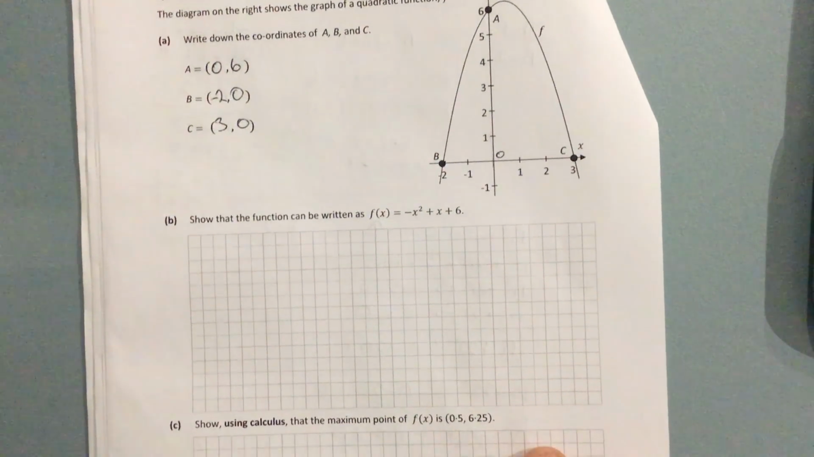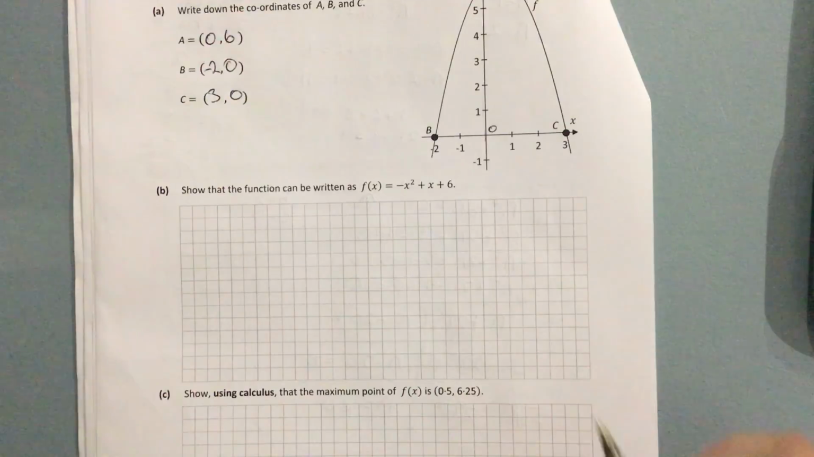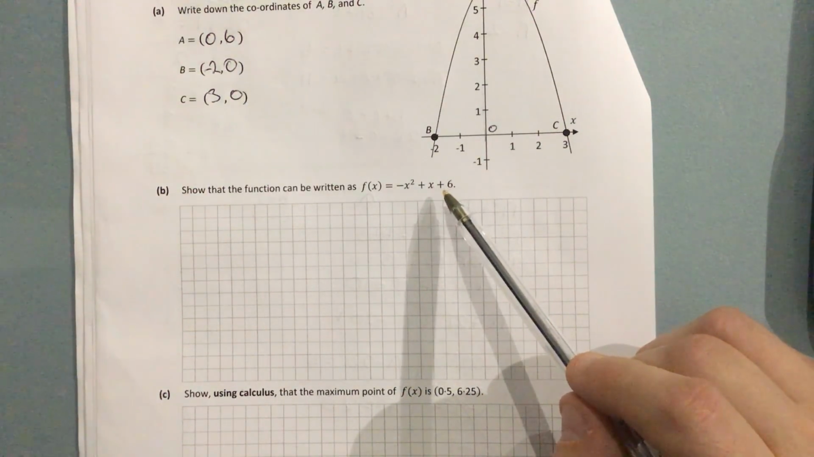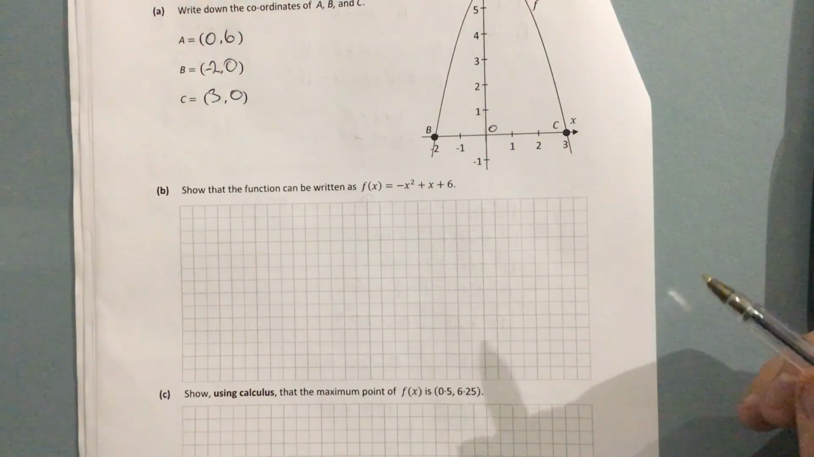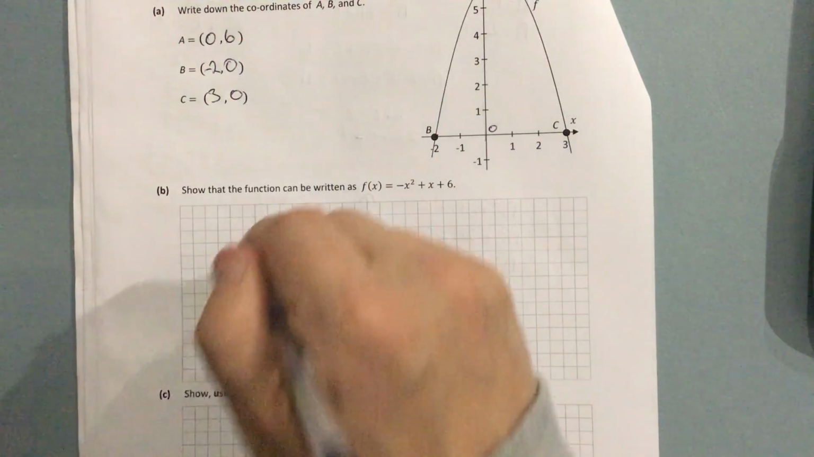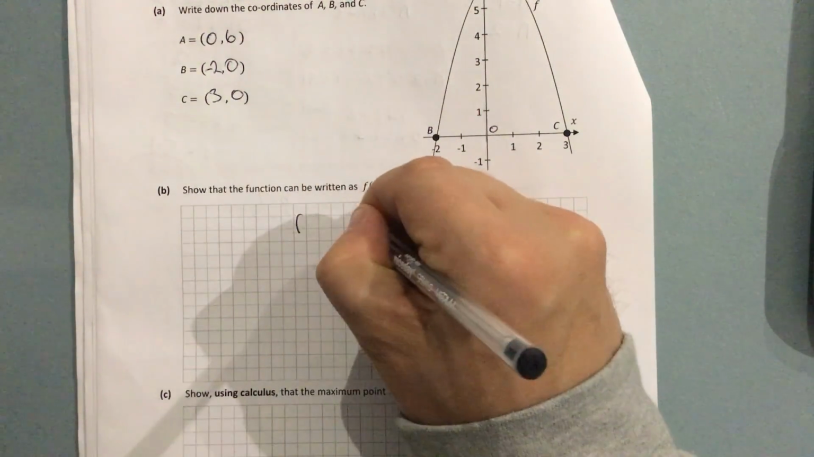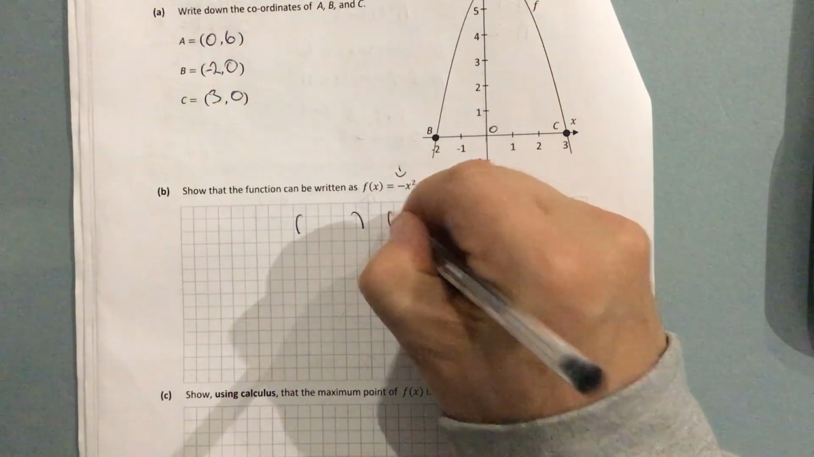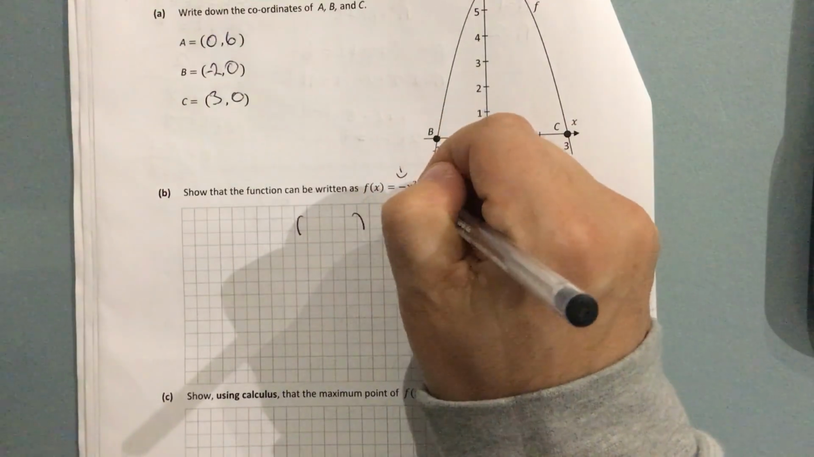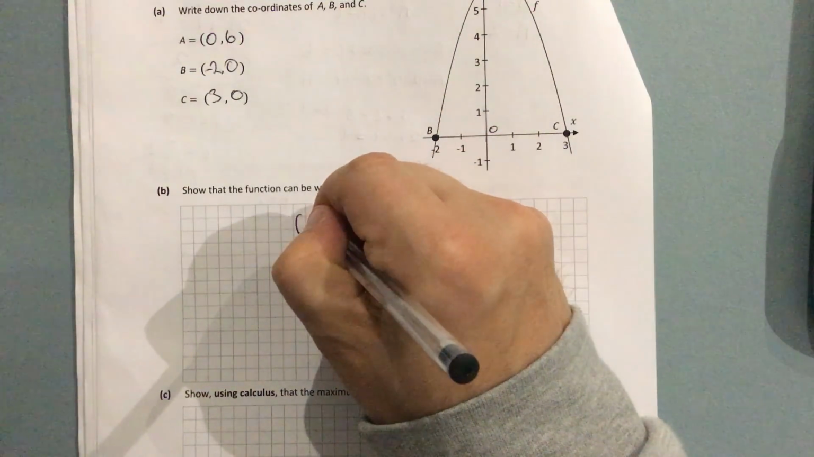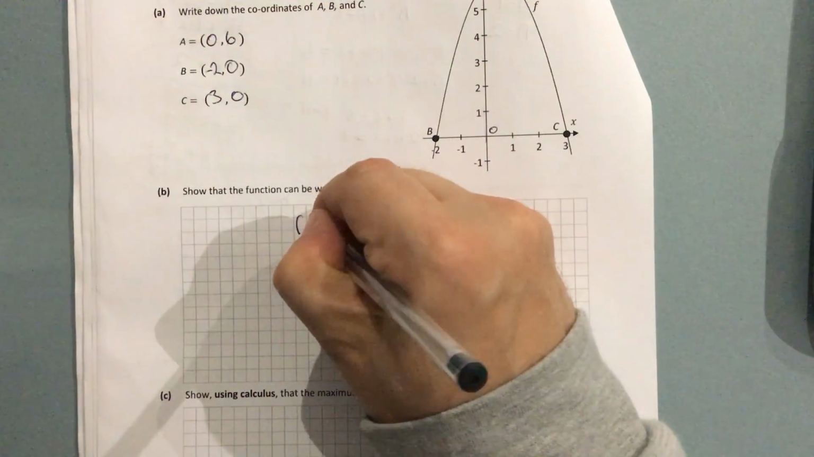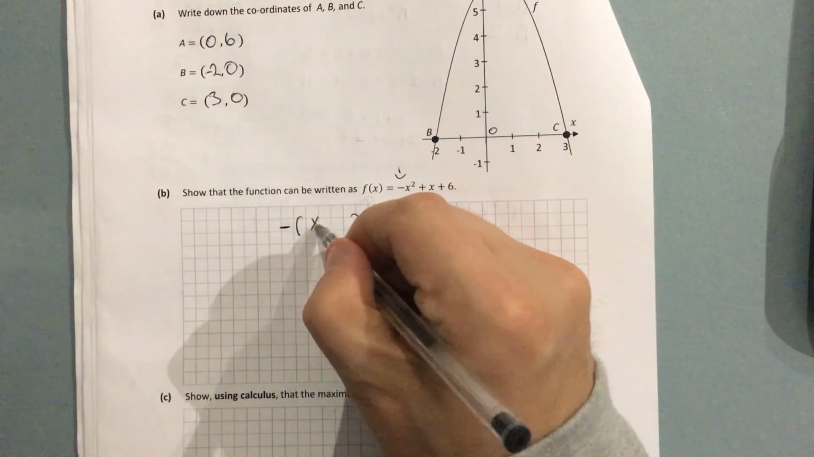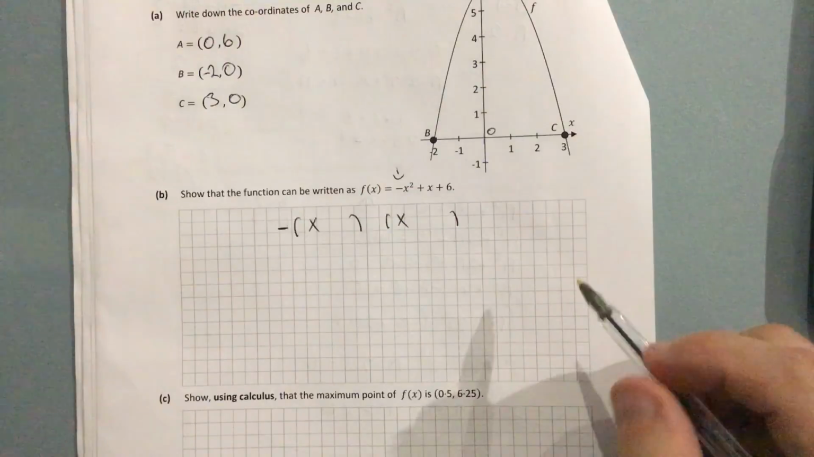Okay, so the next question says to show that the function can be written as minus x squared plus x plus 6. I can just factorize here. Just be careful when you're factorizing, because that's a minus there, and that sometimes throws people off. The factors of x squared are x by x, but one of them has to be minus, because minus x by x gives minus x squared.